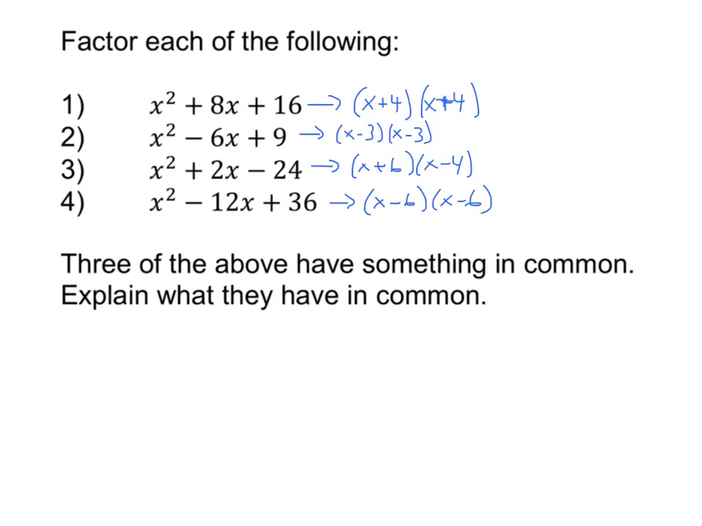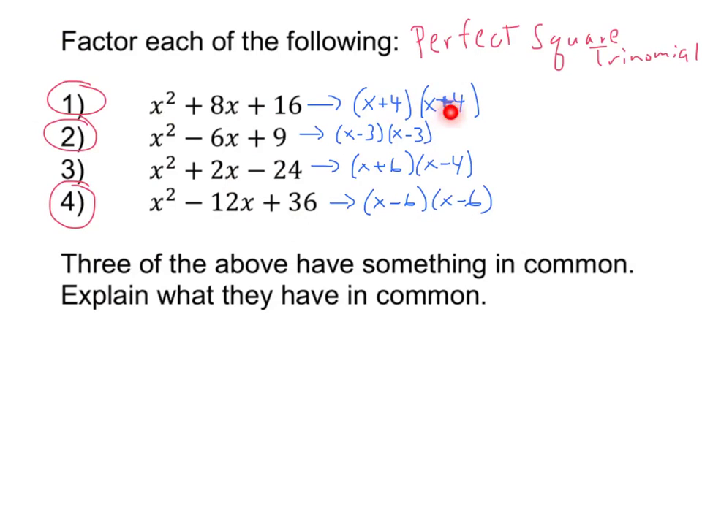And hopefully you also noticed that three out of those four have something in common. I'm talking about 1, 2, and 4. What they have in common is that all three of those are what we call perfect square trinomials. And what you should have noticed is that they have the same factor twice: x plus 4 times x plus 4, x minus 3 times x minus 3, x minus 6 times x minus 6.